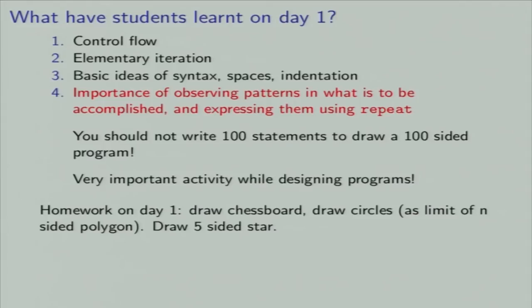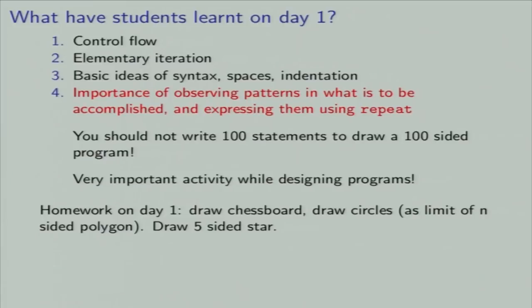So this is sort of a key programming idea. You have to observe patterns, and you have to take those patterns and translate them into a programming language. So the typical homework on day one is something like draw a chessboard. Somebody was saying several squares, make it into a chessboard. Again, nested repeats will do it.